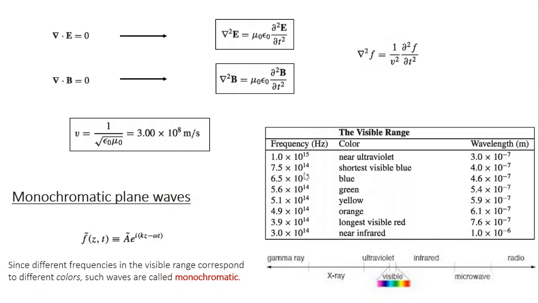So the blue light is around 7.5 into 10 to the power 14 Hertz, or you can write it as 750 into 10 to the power 12 Hertz. 10 to the power 12 is known as tera, so this is around 750 terahertz. And all the way to the longest visible red, this is around 390 terahertz, so you can roughly call it 400 terahertz. Look at the wavelengths involved here.